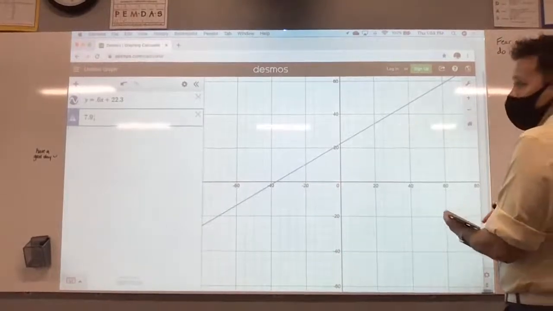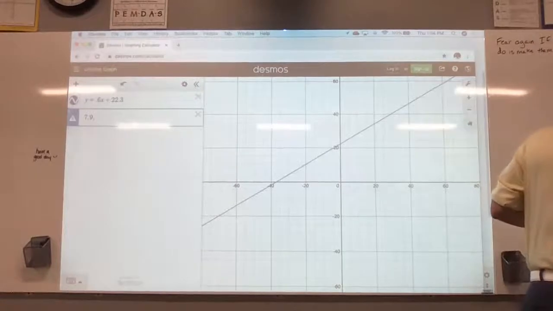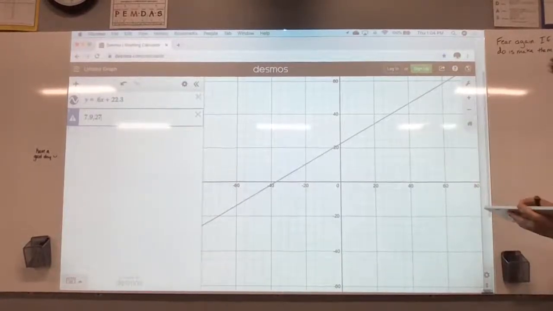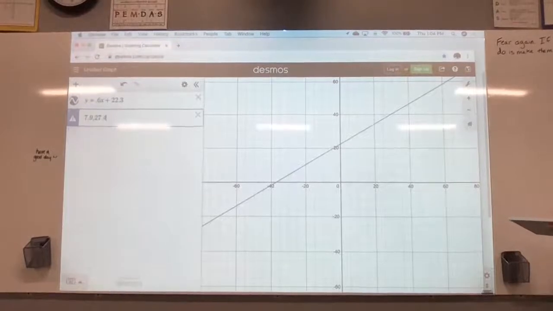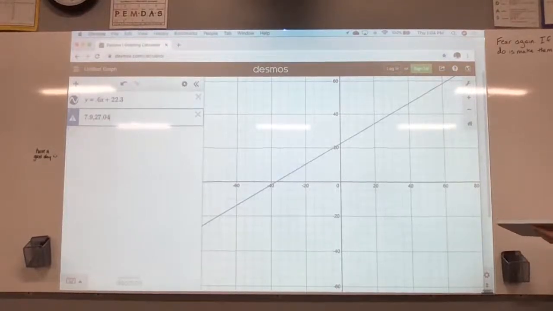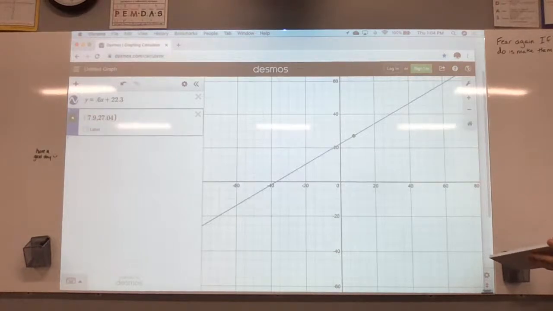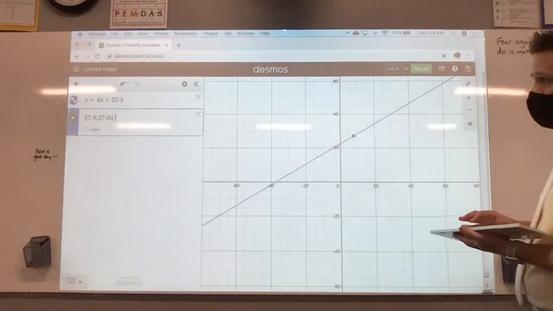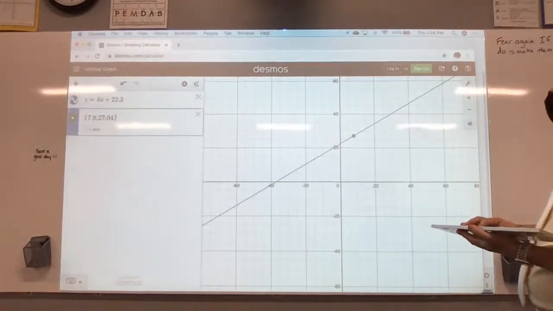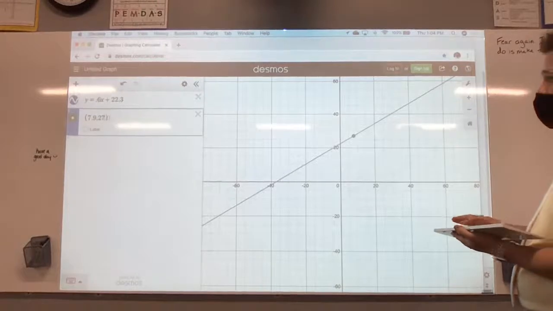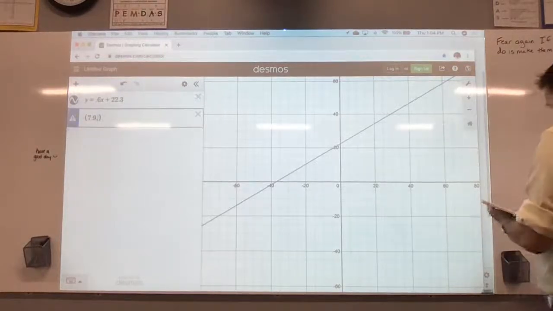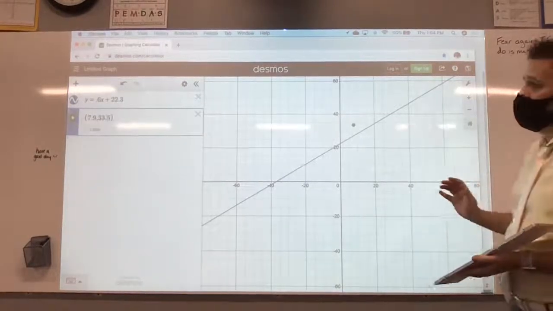I think this will work. I may have to put a bracket in front. We came out with 27.04. Oops, it didn't work. Hold on. Okay, what this actually means, oh wait, sorry, I put the wrong one in. In reality, it was supposed to be 33.5. This is what it means.